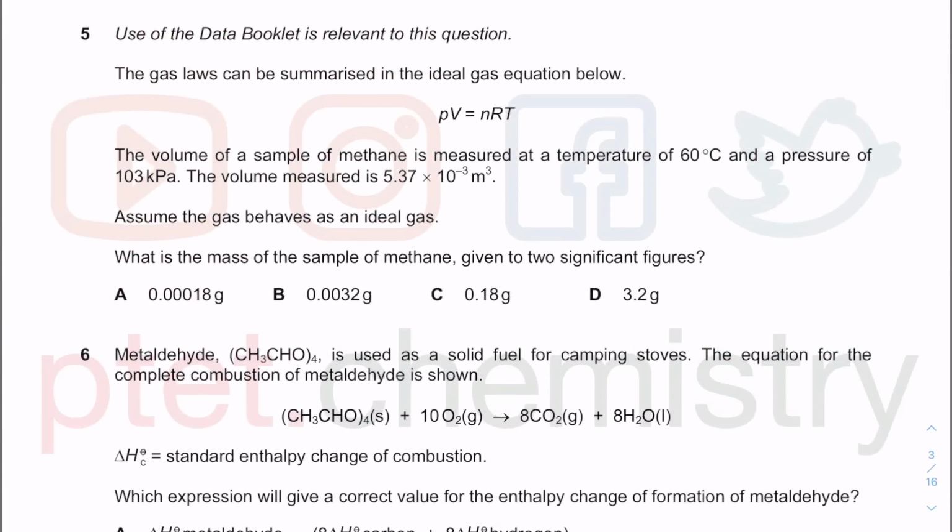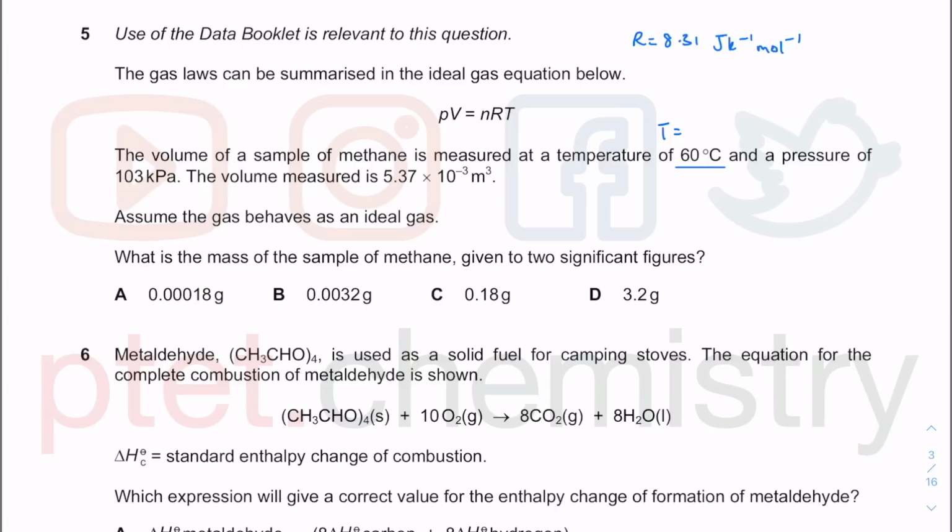Question 5, we have PV equal to nRT. So this is the ideal gas equation. We're given the temperature of 60 degrees Celsius. We have to convert this to Kelvin because the temperature must be in Kelvin. The n is the mole of the gas, mass over Mr, mass in gram, Mr in gram per mole. R is the molar gas constant from your data booklet. R is just 8.31 joule per Kelvin per mole.